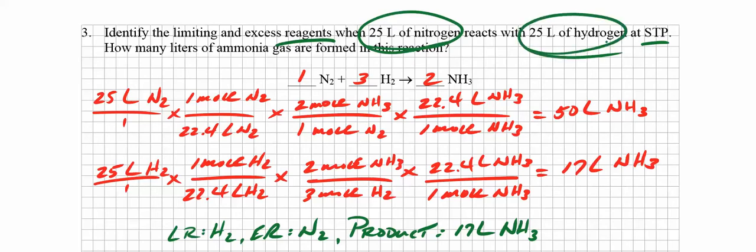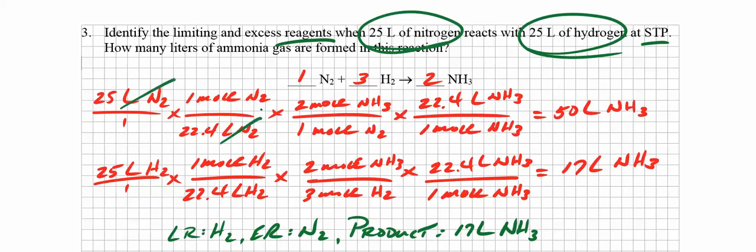My strategy was to take each of these and determine the amount of product for each one individually. So remember that I'm going to essentially solve the problem twice. Let's start with the nitrogen first. We have 25 liters of nitrogen. I want to convert that to moles immediately. I know that I'm at STP, so I'm going to use 22.4 liters per mole to convert liters into moles.